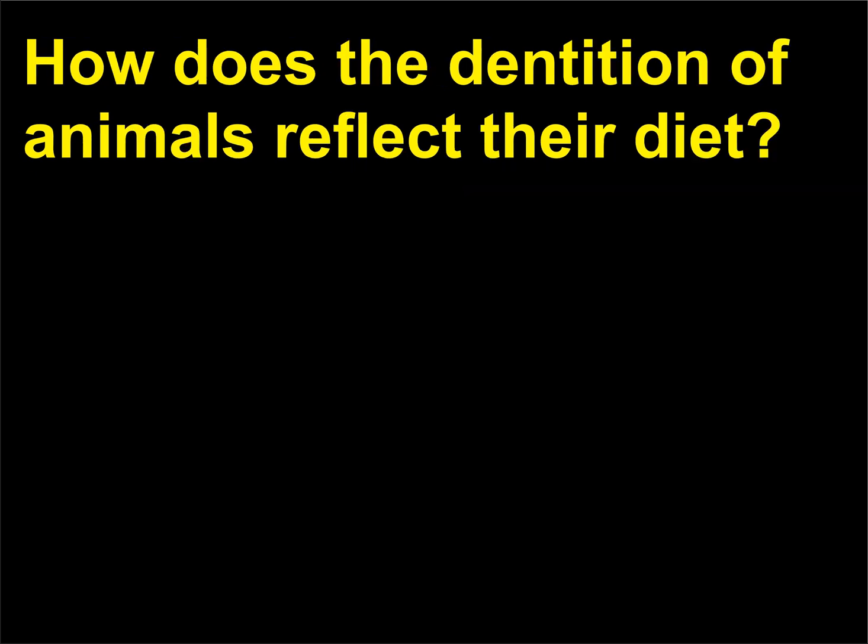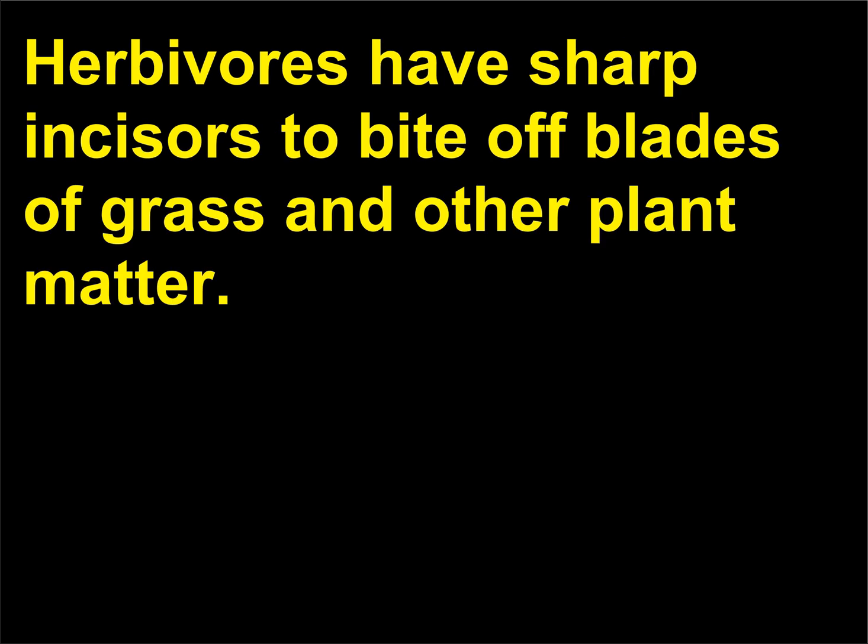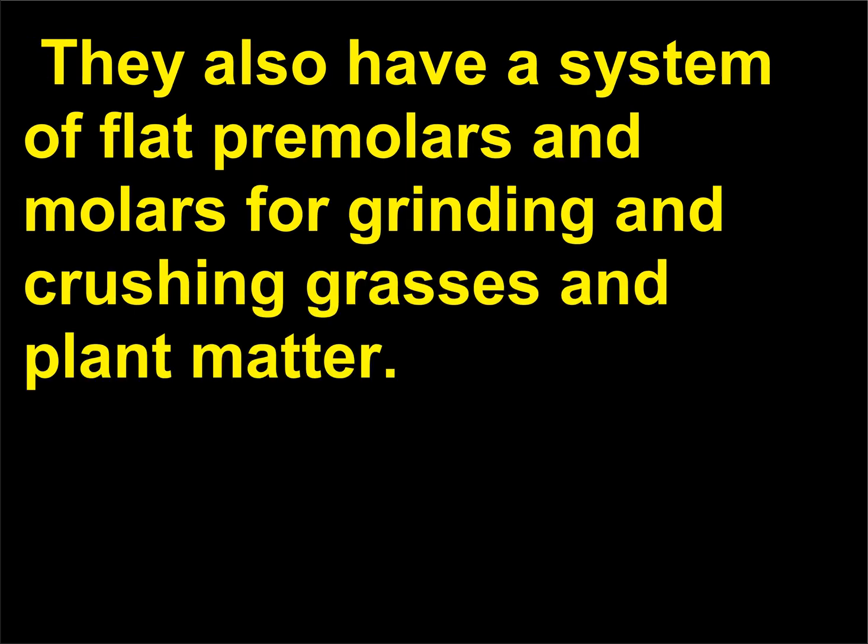How does the dentition of animals reflect their diet? Herbivores have sharp incisors to bite off blades of grass and other plant matter. They also have a system of flat premolars and molars for grinding and crushing grasses and plant matter.